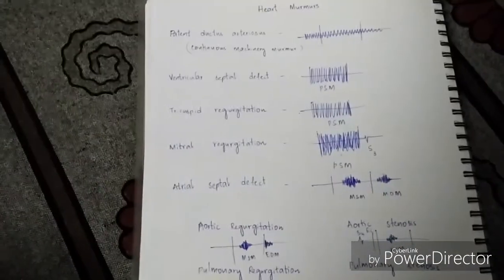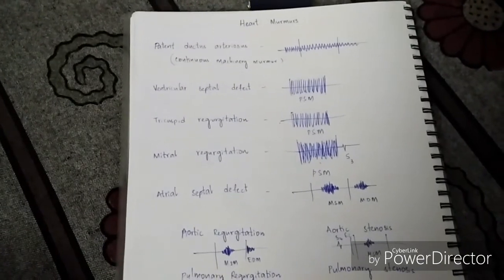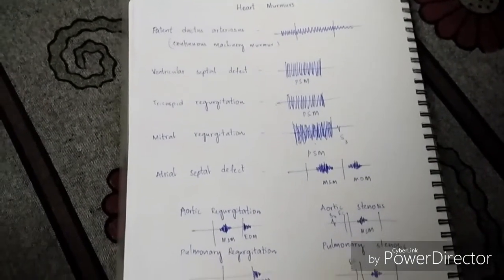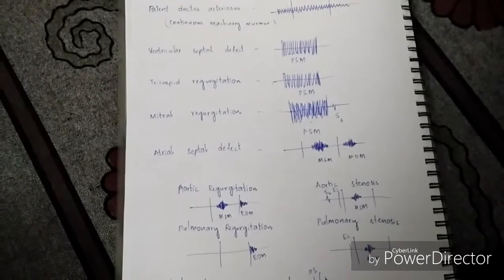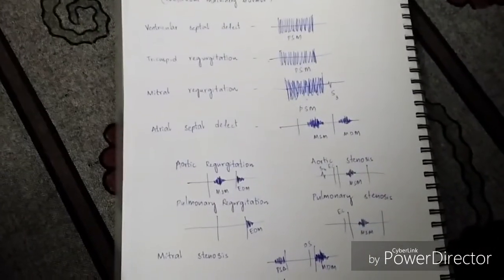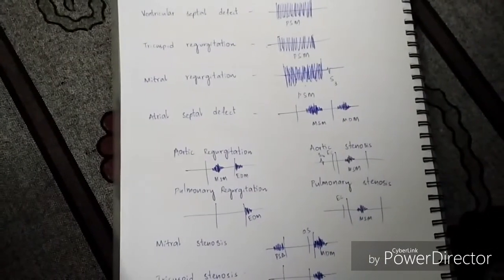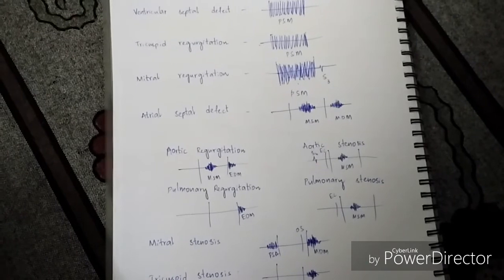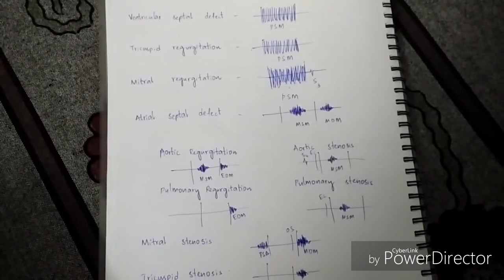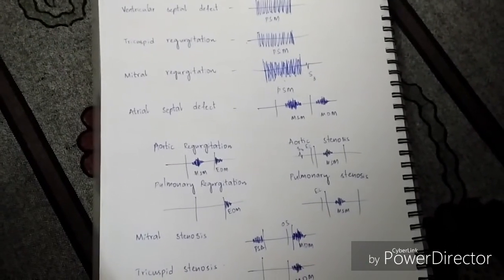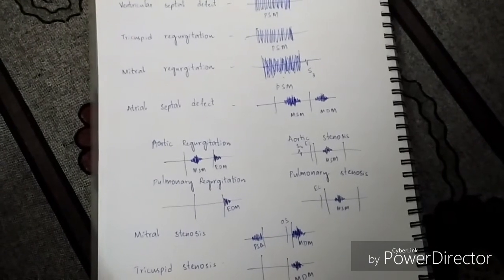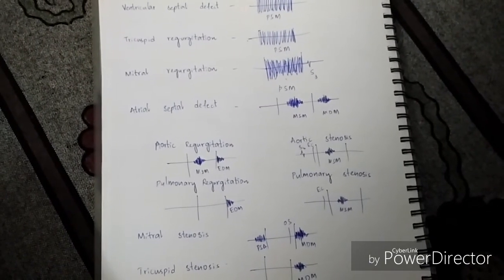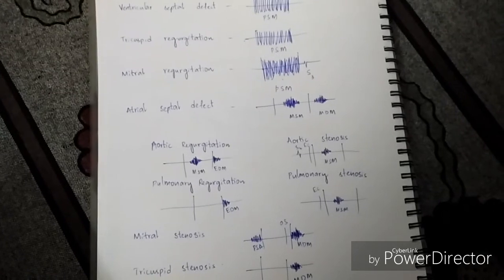Let's revise once again. Patent ductus arteriosus, continuous machinery-like murmur. VSD, we have PSM. Tricuspid regurgitation, PSM. Mitral regurgitation, PSM plus S3. ASD, we have MSM and MDM. AR and PR, we have early diastolic murmur, but pulmonary regurgitation does not have MSM, while aortic regurgitation has MSM. And aortic stenosis, as usual, there will be MSM, and pulmonary stenosis, there will be MSM. In this stenosis, we have ejection click, and aortic stenosis has S4 extra.